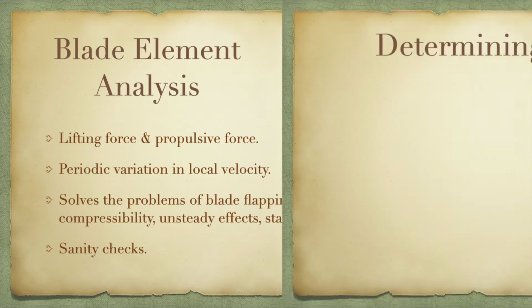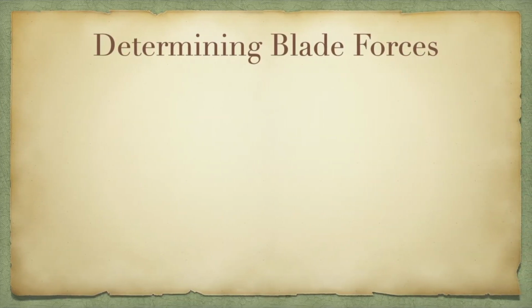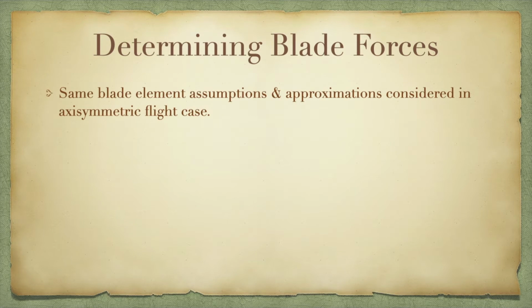Next concept is determining blade forces. To determine blade forces, we assume some of the approximations and blade element assumptions which we have studied in the previous video about blade element analysis in hovering and axial flight condition. The same assumptions and approximations we will be considering here, that is the axisymmetric flight case.